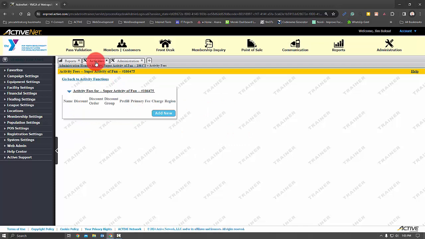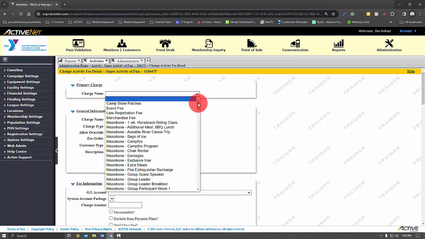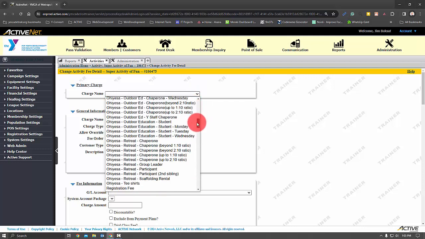So if we start with our basic fee here for our super activity of fun, we're going to say add new fee, right? Very first fee that you're going to add is the member fee. Now, you will not see anything in here moving forward that says membership fee. This is for a very specific reason. We are going to use the member fee as what we're going to call our market fee. So everyone will pay at least the market fee or the member fee.